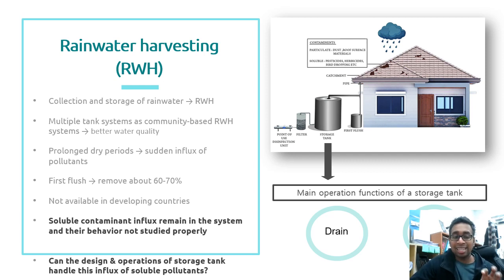So now we have clearly established that the storage tank itself is responsible for managing this sudden influx of pollutants. And while the particles can settle with time and then we can easily drain them out, soluble contaminants remain within the system. So because of it, there's a need to identify their behavior within the rainwater harvesting system. And we have to identify whether the design and the operations of the storage tank can handle this influx of soluble pollutants.